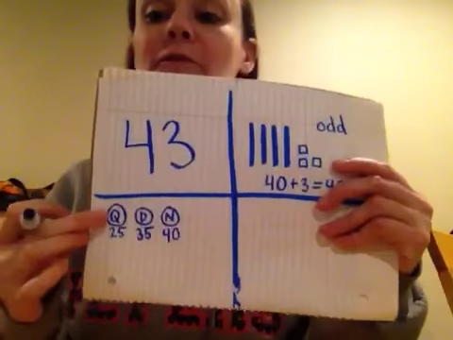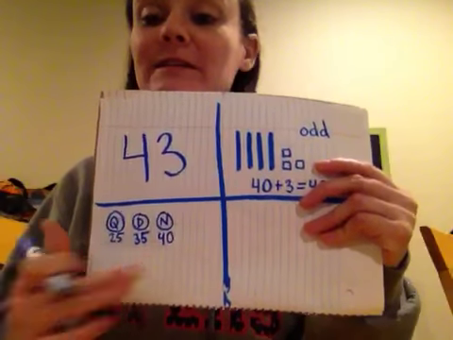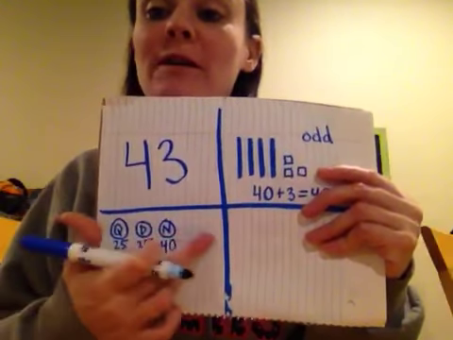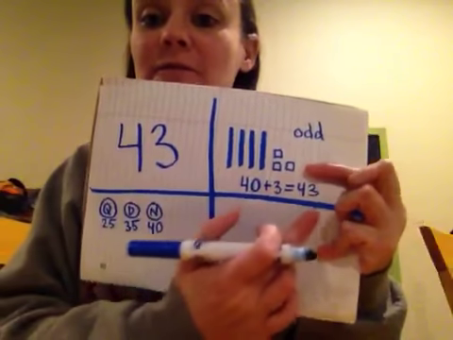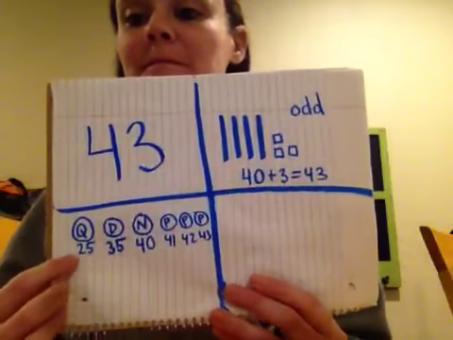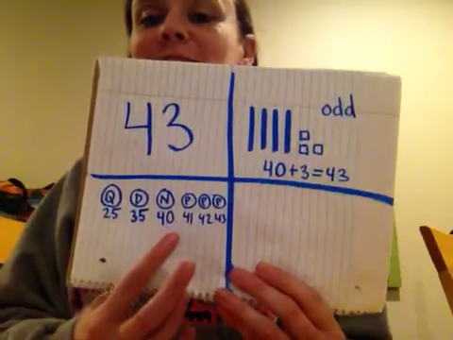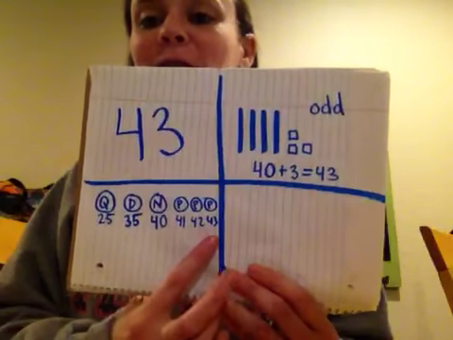So here we have 25, 35, 40. Now I need to count by 1. So what do I have to add to 40 to get to 43? So we need 3 pennies. 41, 42, 43. 25, 35, 40, 41, 42, 43.